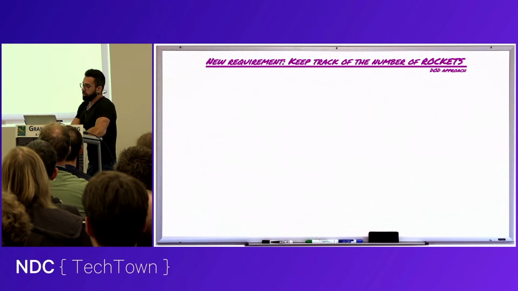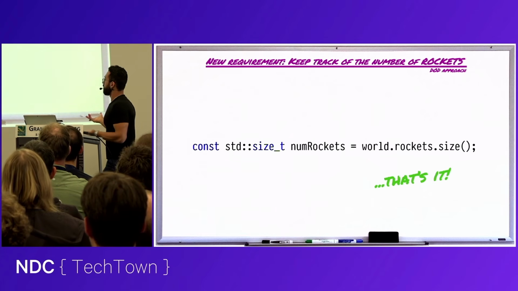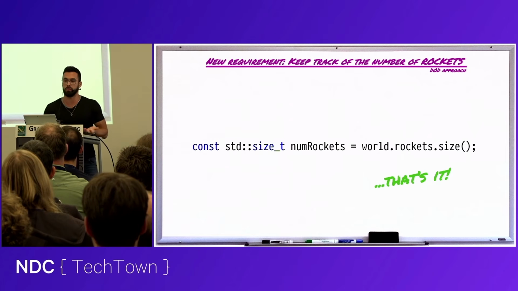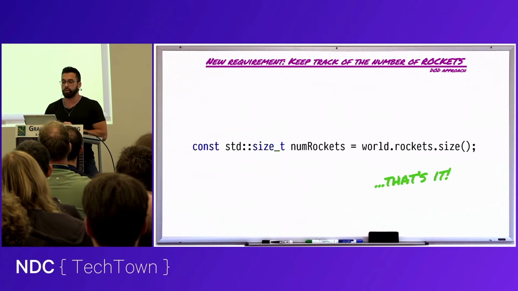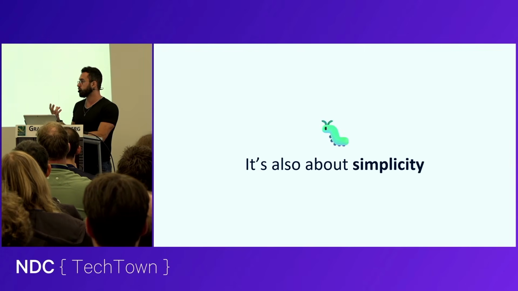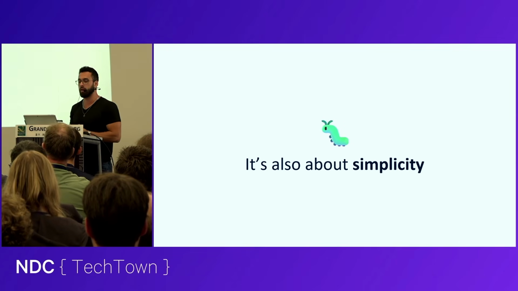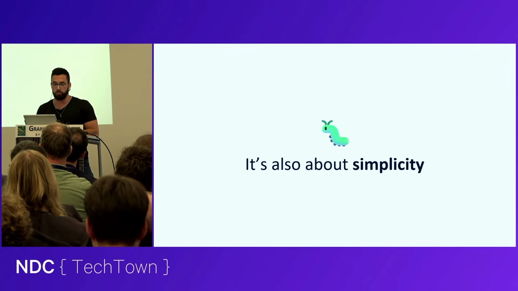But with the DoD approach that we just saw, that's it. We already have the number of rockets. I'm just going to ask for the size of the rockets vector, and that's it. We get them for free. So many things that end up being complicated in OOP end up being simpler because you already have the data laid out in these sorts of patterns. You already have the data laid out by group and in such a way that you can query properties of the data much more easily.